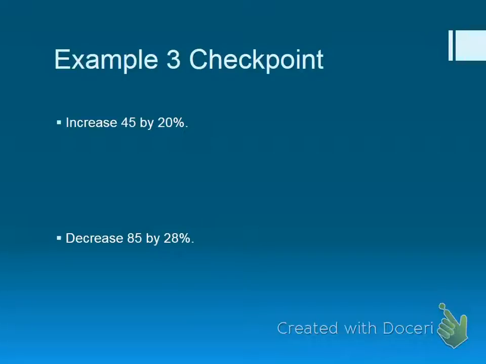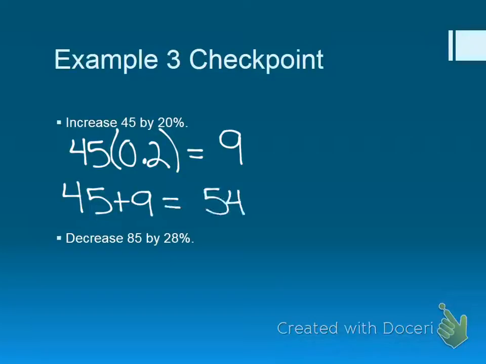I want you to try to solve the first one. First step, what is 20% of 45? What is it? 9. Okay, so what do I do with 9? I add it to 45. Why did I add it and not subtract it? Because it's an increase. So on the second one, do the same thing, except now you're going to subtract it.